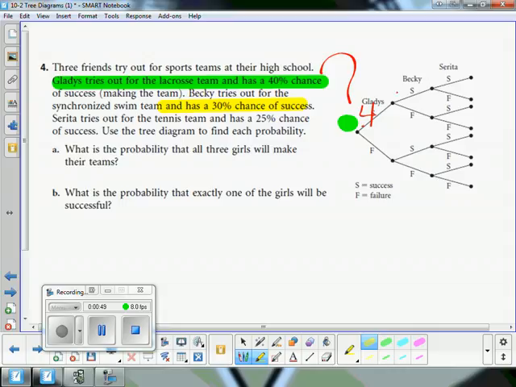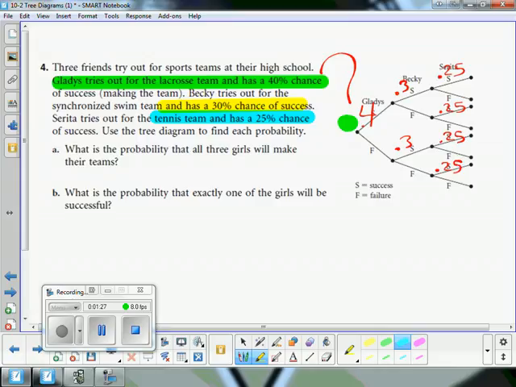So that would be here, point 3, point 3. So this entire middle part of the tree represents Becky's chances. The reason that there are 2 pieces for her is because it goes along with whether Gladys made her team or not. The last one is Sarita, and she tries out for the tennis team and has a 25% chance of success. So that 25% would go here for Sarita, and here, here, and here.